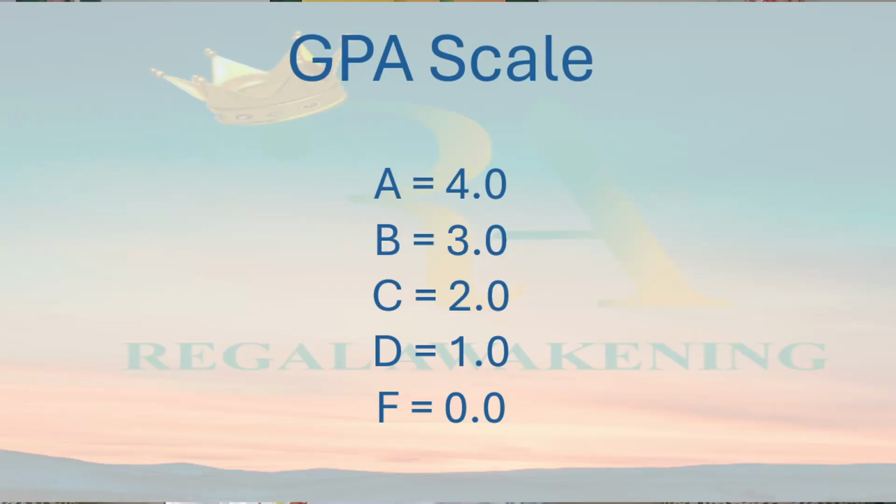A 4 is an A, 3 is a B, a 2 is a C, a 1 is a D, 0 is an F. GPAs do come in the form of a decimal, even though there will be numbers that follow the end of the GPA like 2.357, 3.68. It's generally the first number, the whole number, that determines the letter grade.